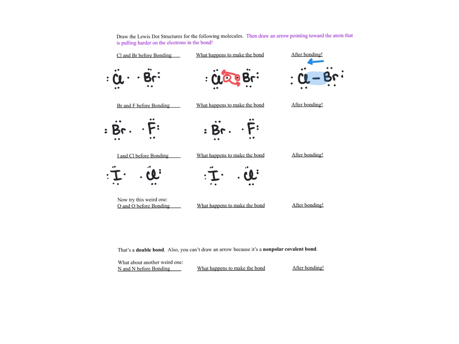The way we draw that is not just with a simple arrow, we also put a little plus sign on the end of it to indicate that this side is partially positive and this side of the bond is partially negative. We call this a polar bond. It's polar because one atom is pulling harder on the electrons in the bond than the other one.